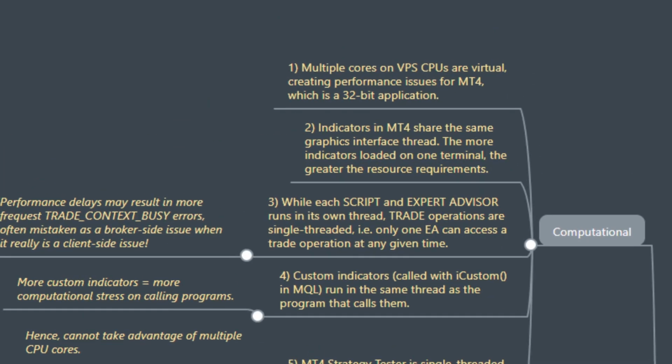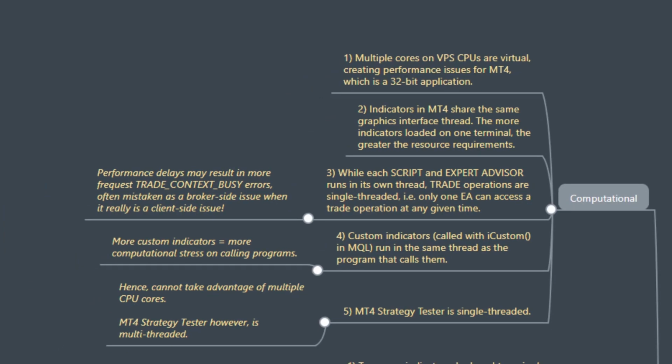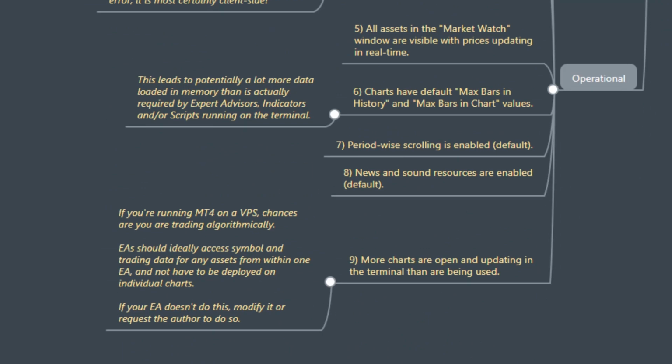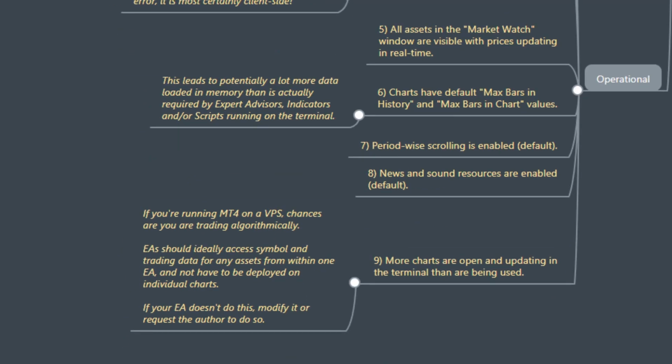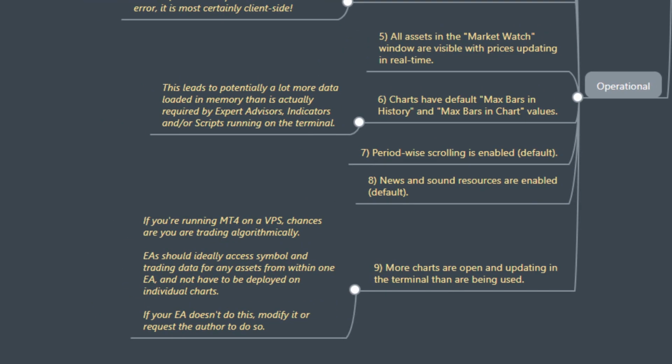Computational is where the physical resources available to you on your VPS are the reason for the limitation. And operational is when the way you've configured the environment creates the limitations. So we'll go through the operational limitations first, so that you gain a general understanding of how to configure your environment so you don't experience these issues.